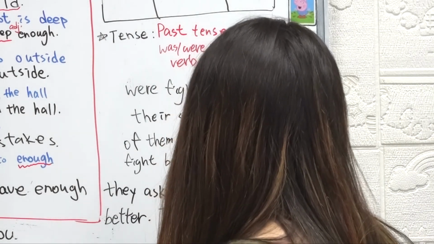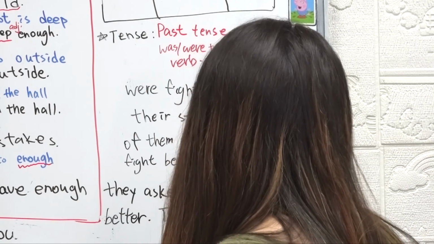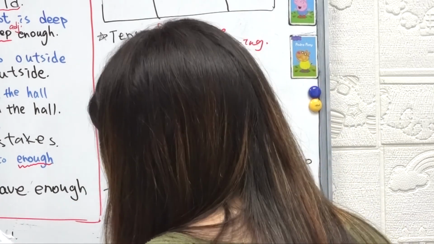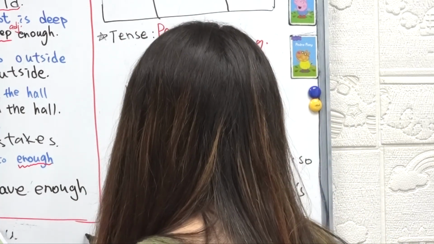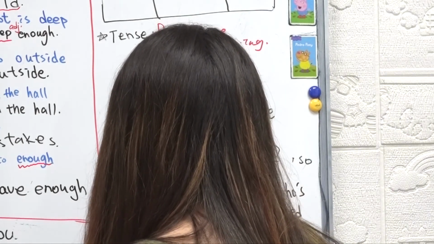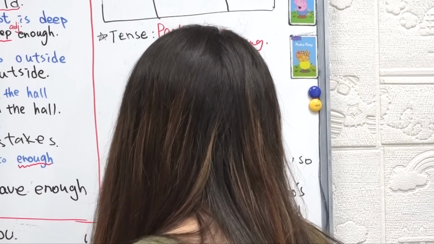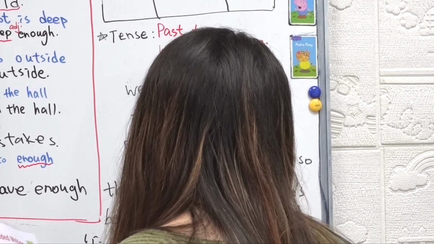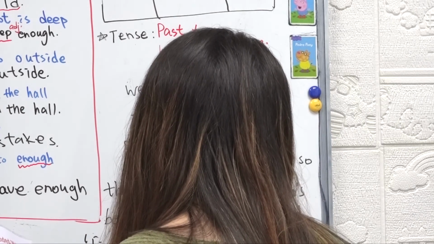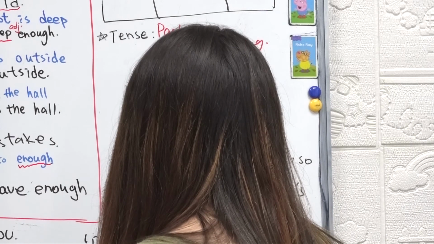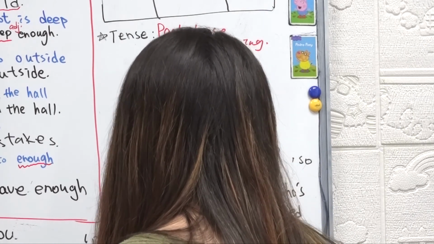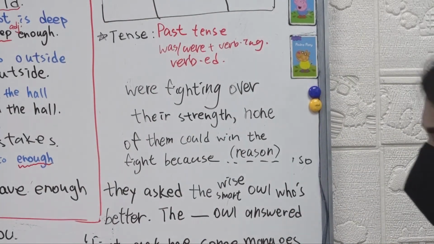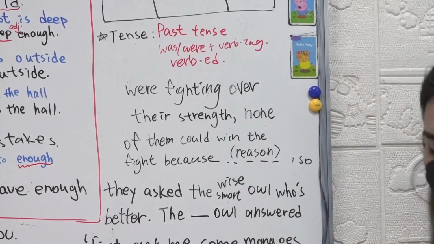So the wise or smart owl answered, first, get me some mangoes across the river. If you have another idea, you may write, okay? You don't really have to copy the video or anything. These are just my suggestions, okay?